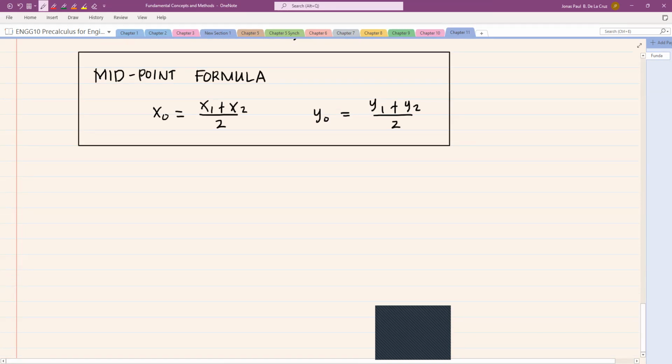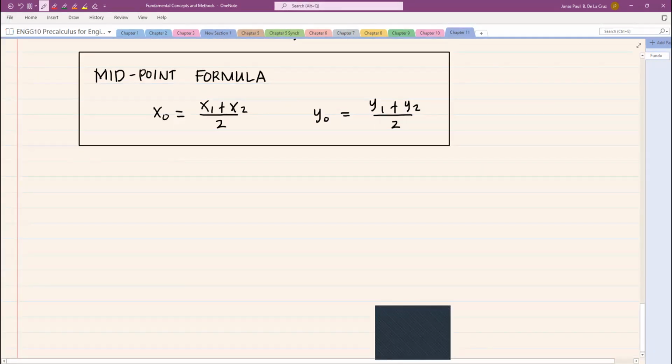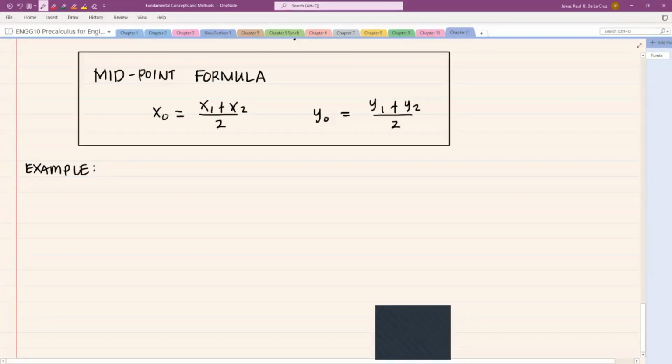Okay. So let us have an example using itong mga formulas na ito. Okay, example. Okay, find the coordinates of point PO. Wala, malala na itong computer ko. Bakit naglalag?